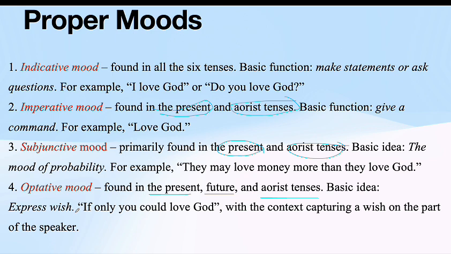So there are four proper moods in Greek where the action of the verb is stated, or the manner in which the action is expressed. These are indicative mood, imperative mood, subjunctive mood, and optative mood.